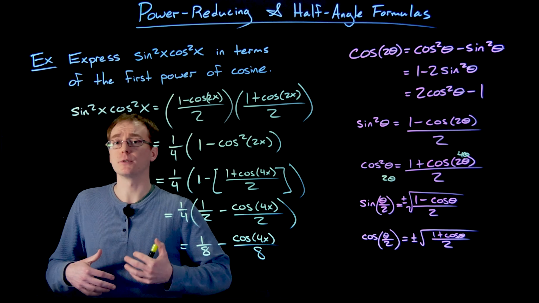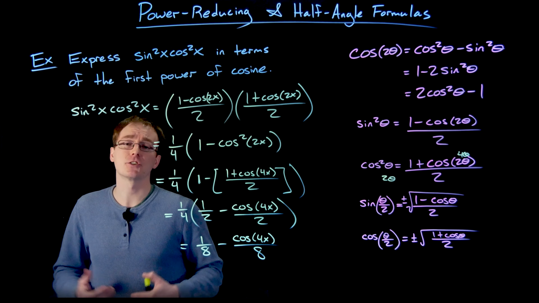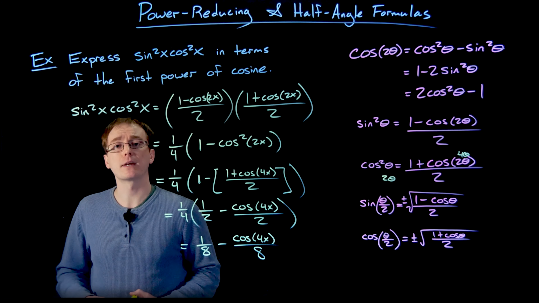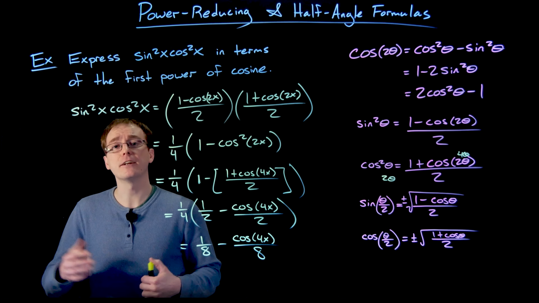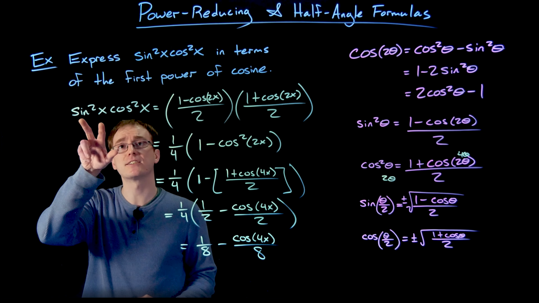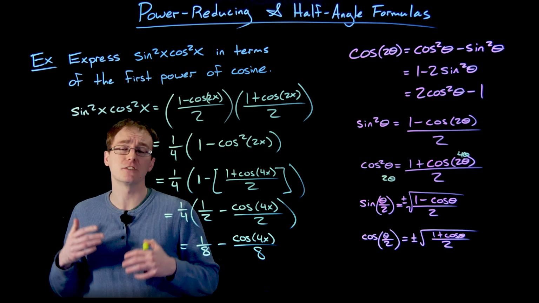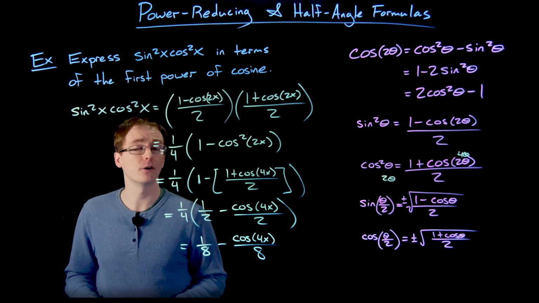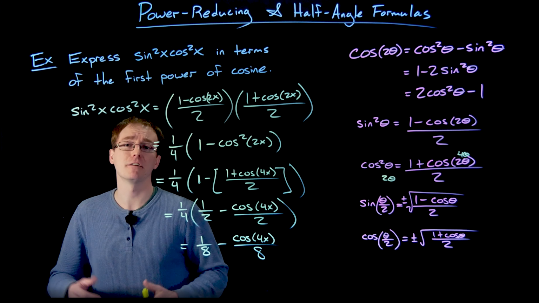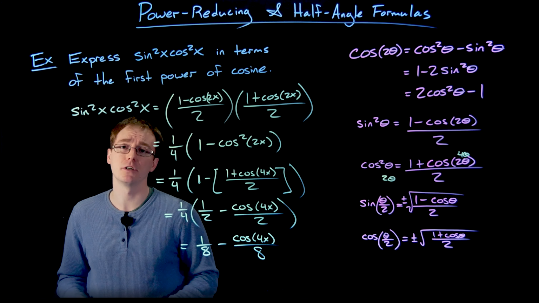At the moment, this is really just an algebra and identity exercise for us, but when we get to integral calculus, stuff like this will be very helpful and necessary. When we talk about integrating some of our trig functions, integrating sine squared times cosine squared is very, very difficult. But if we rewrite it as 1/8 minus cosine of 4x over 8, then we're going to find that it's actually much, much easier to integrate.